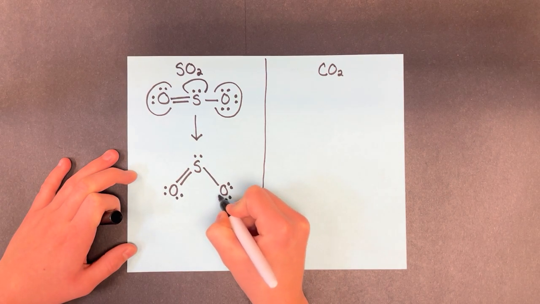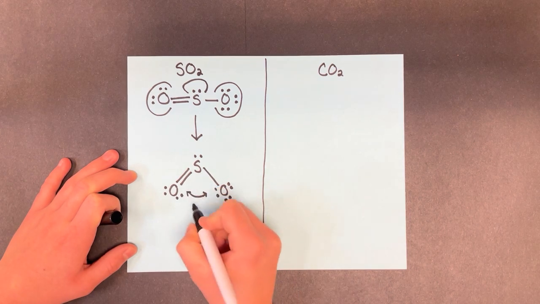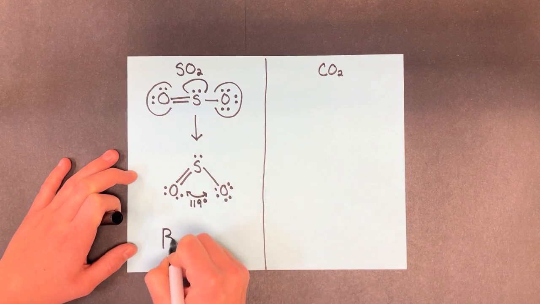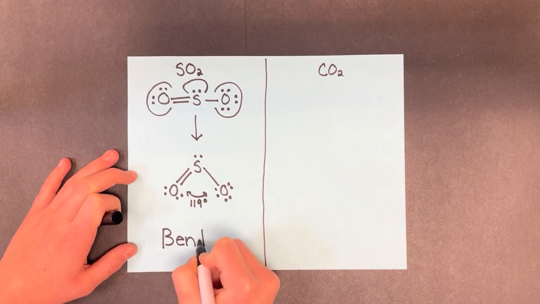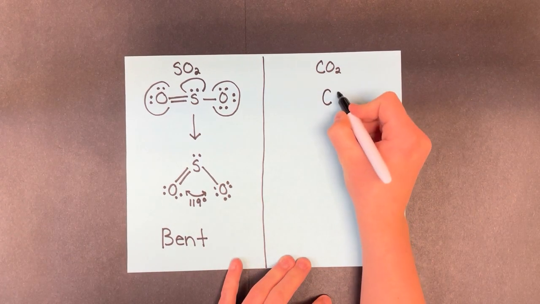The last step is that lone pairs occupy more space than bonds. This means that the bond angle is going to be 119 degrees and the final shape is going to be a bent shape. Now let's try to determine the molecular shape of CO2.